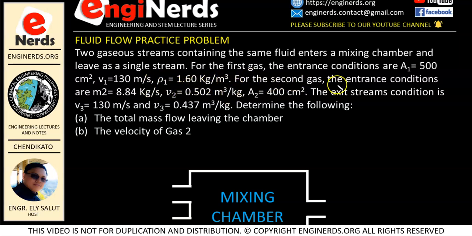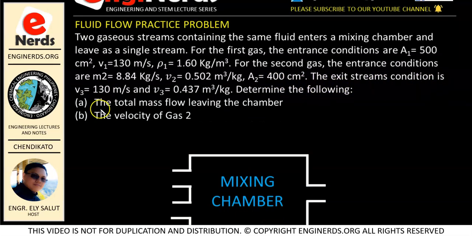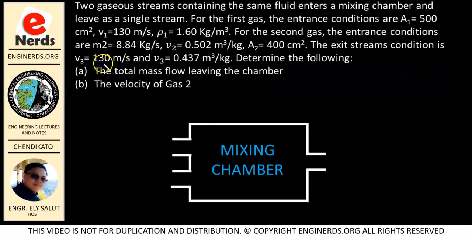For the second gas, the entrance conditions are the mass flow rate in our stream 2 is equal to 8.84 kg per second. Our specific volume is equal to 0.502 cubic meter per kilogram. And our cross-sectional area in stream 2 is equal to 400 square centimeters. And then the exit stream condition is having a velocity of 130 meters per second and a specific volume of 0.437 cubic meter per kilogram.